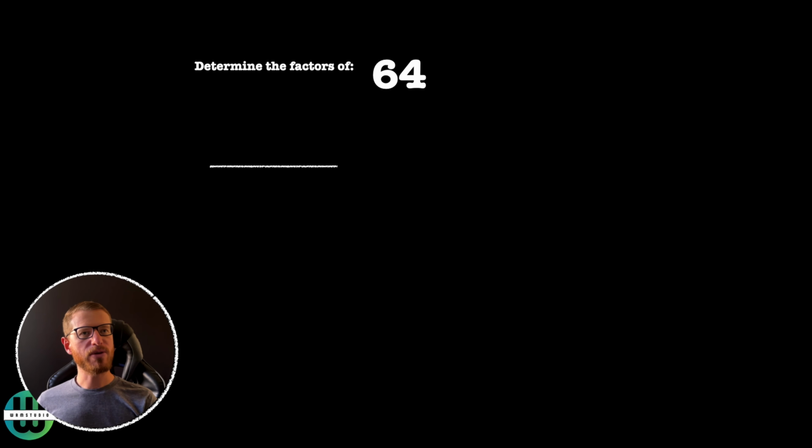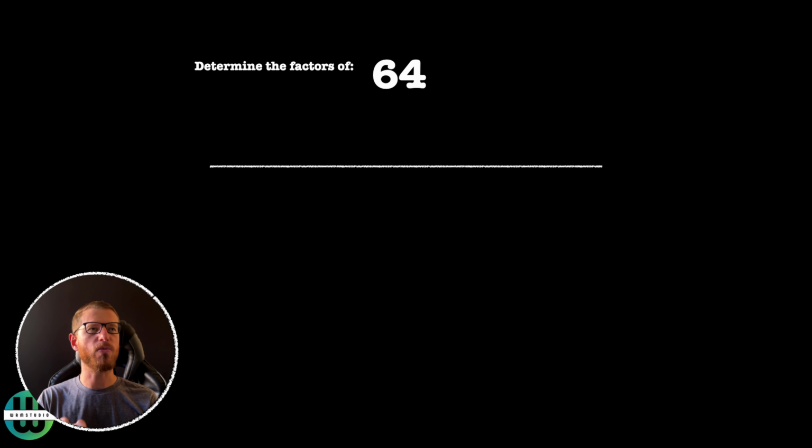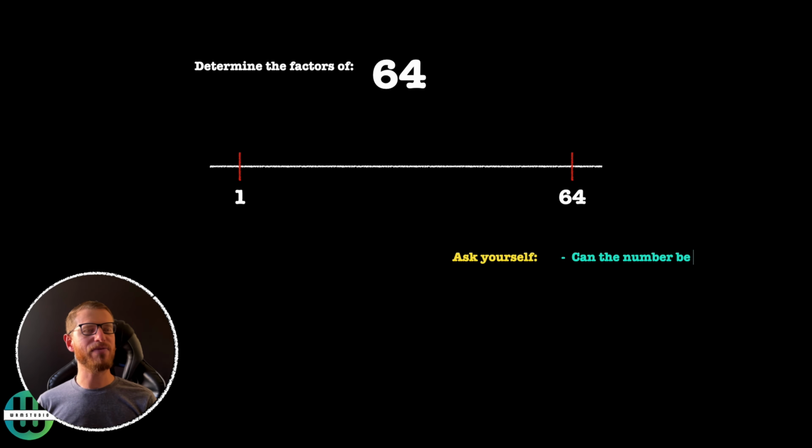Let's determine the factors of something a little bit bigger, like 64. First, I'm going to draw my number line, and I'm going to set it up by placing my first factor pair, 1 and 64, since that will be my lowest factor and my highest factor of this factor group. Now, I'm going to start asking those questions again. The first question is always, can the number be halved? Yes, it can. 64 can be divided by 2. So my next pair will be 2 and 32.